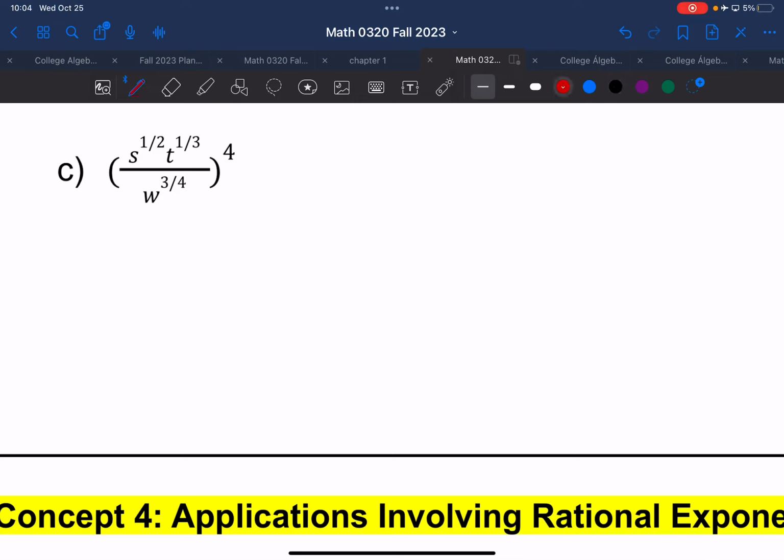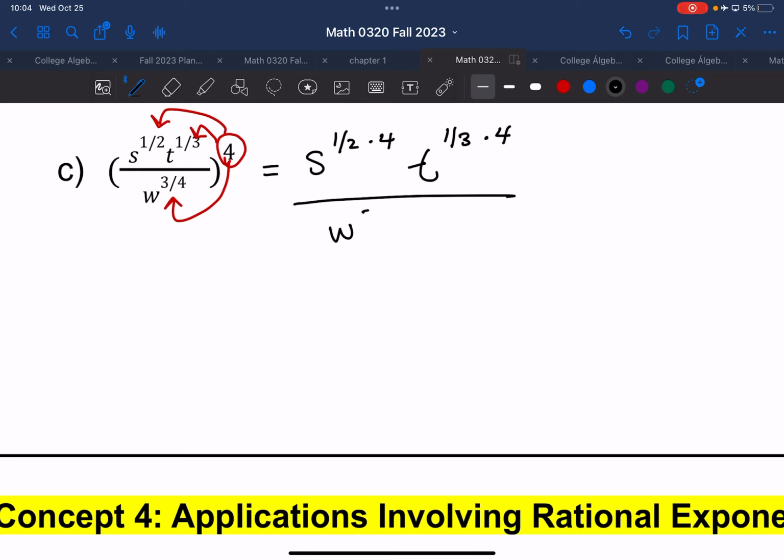But what could we do to this 4? Oh, you could distribute that. You could distribute, and when you distribute this 4, what are you doing with the 4 and the exponent? Multiplying. So this is the same as saying S to the 1/2 times 4, T to the 1/3 times 4, and W to the 3/4 times 4.